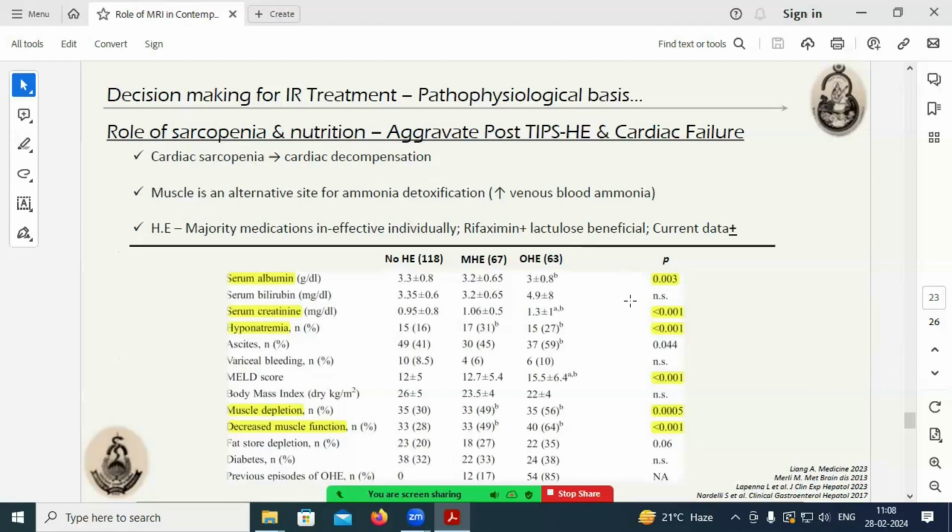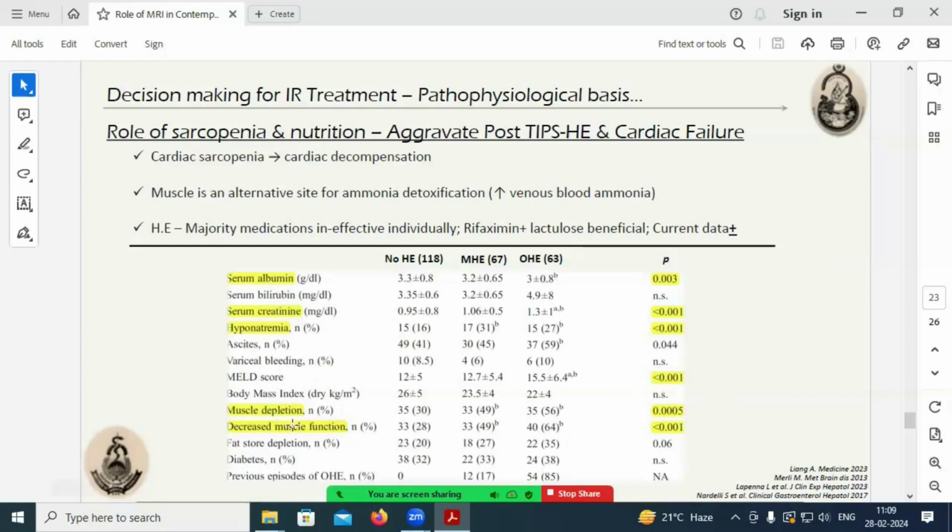So if somebody has a compromised liver and compromised muscle, then there will be no other place where the ammonia can be detoxified from the blood, and the patient will end up having refractory encephalopathy.